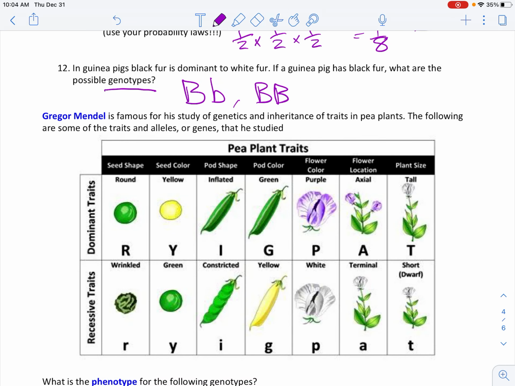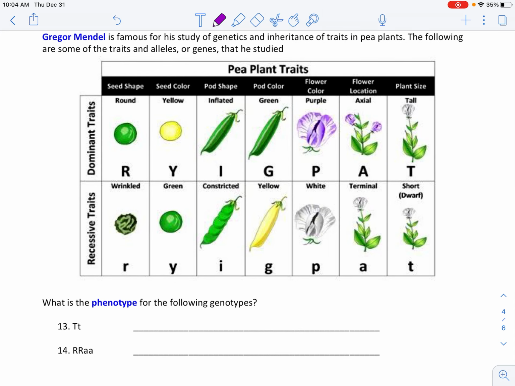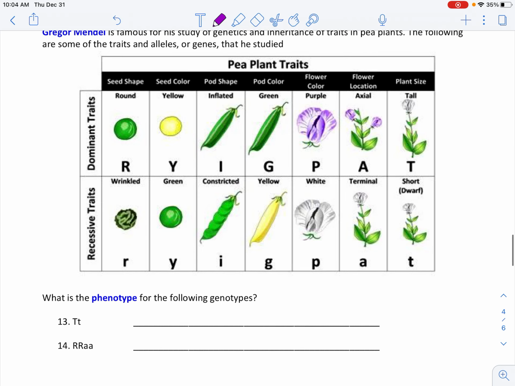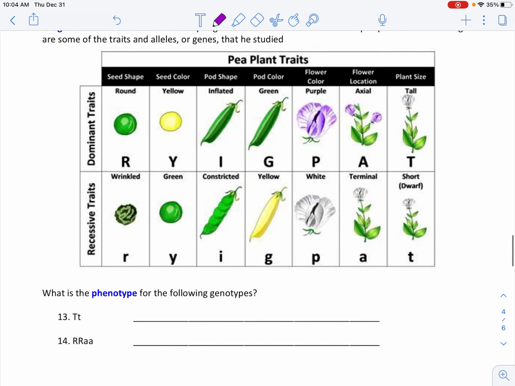All right, the third part of this worksheet is looking at pea plant traits. That seems like a weird thing to do, but it worked for Gregor Mendel, and these traits all follow Mendelian inheritance patterns, meaning they are all either completely dominant or recessive to each other. So there are all these different things like round seed, yellow seed, and so on. Let's look at question 13.